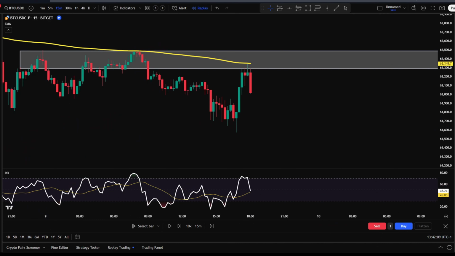Now, for the bearish side, we want to see a bearish engulfing candle at a strong resistance while the RSI is overbought and the price is below the EMA. This combination will lead to some big gains in your account.